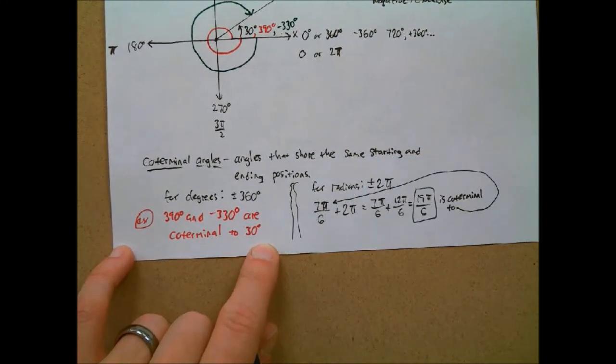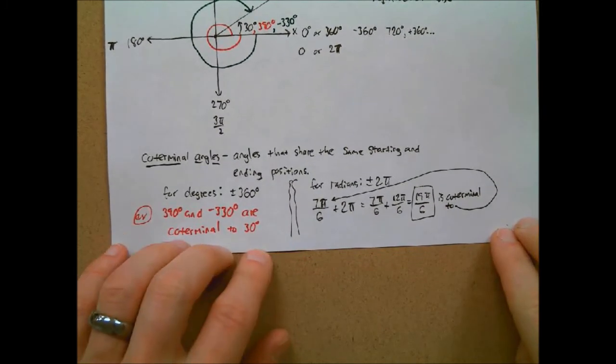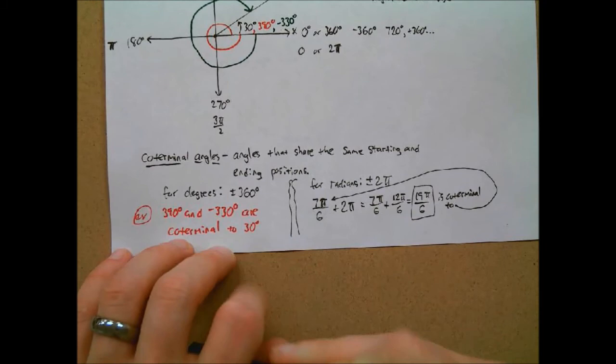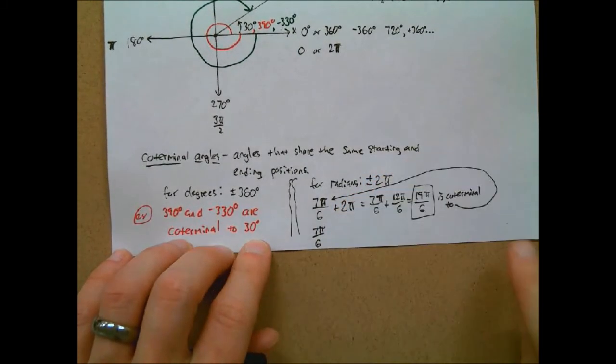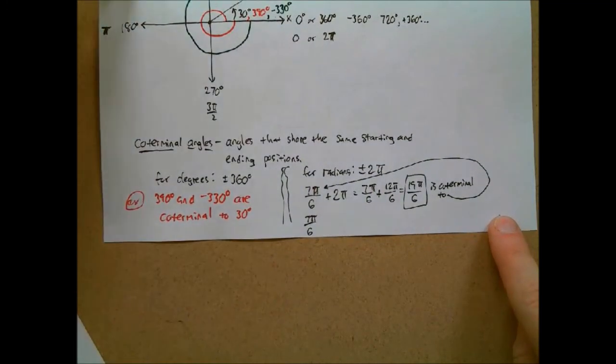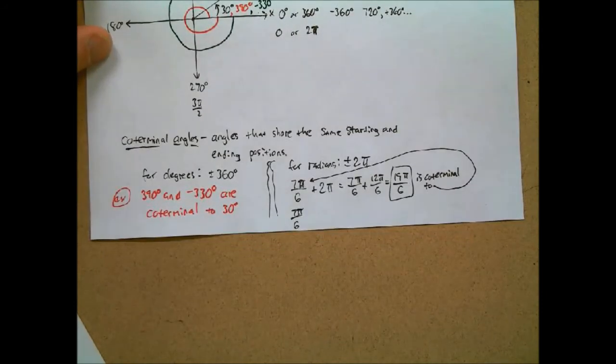Okay. So why don't you guys go ahead and come up with a negative coterminal angle. Take that 7 pi over 6, come up with a negative coterminal angle. So think about what you'd have to do to get a negative one. All right, and go ahead and do that. Okay, question?